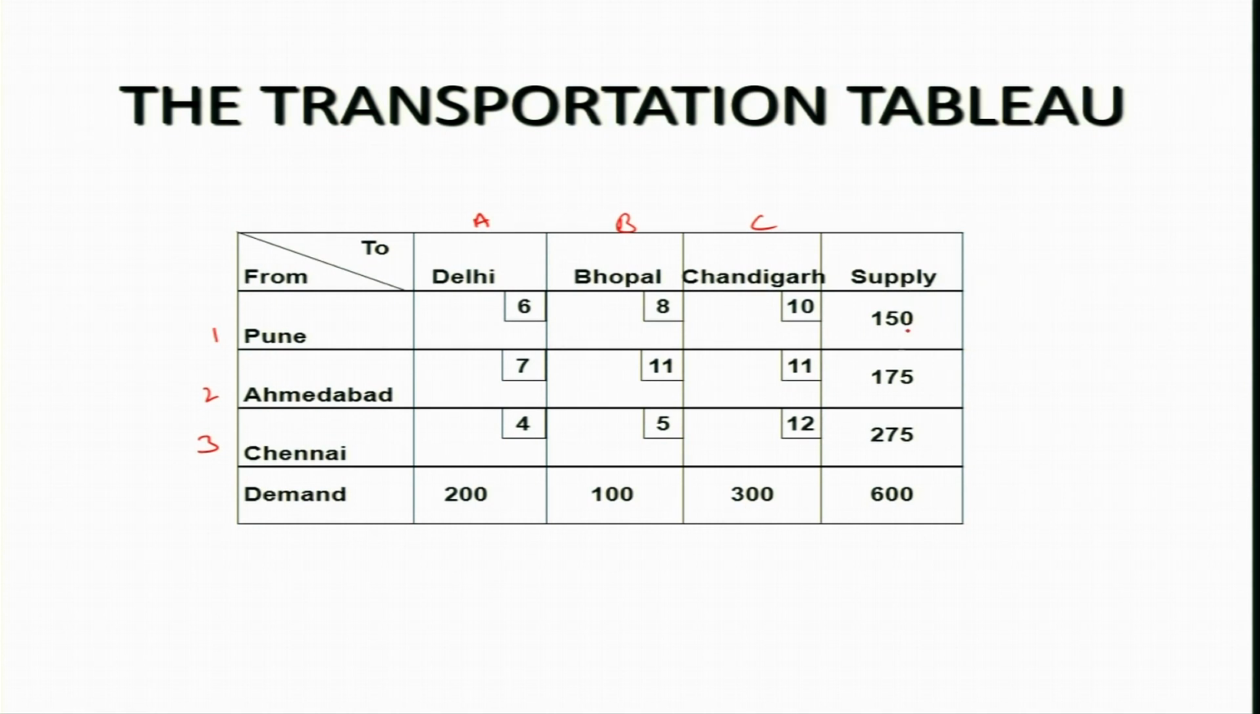In this example, I have taken the numbers in such a manner that the total supply is equal to total demand, but there may be a case where the total supply is not equal to total demand. In that case, we have to add either a dummy source or a dummy destination depending upon the requirements. So, to start with the method, we have to ensure that total supply is equal to total demand by adding a dummy source or by adding a dummy destination.